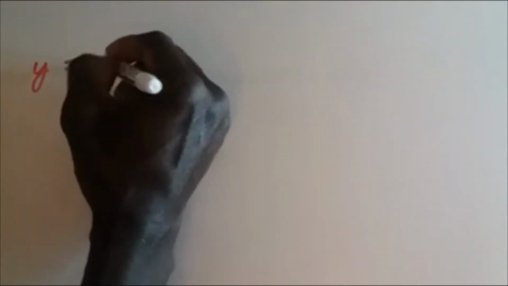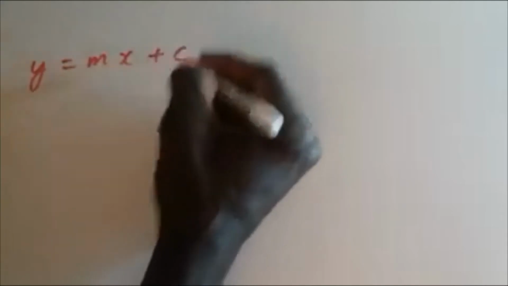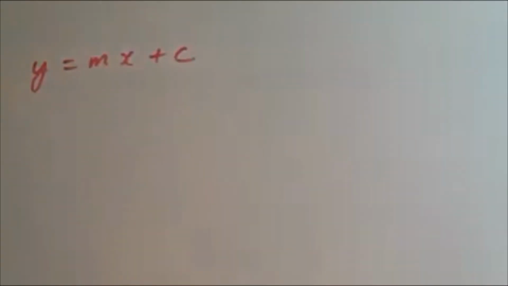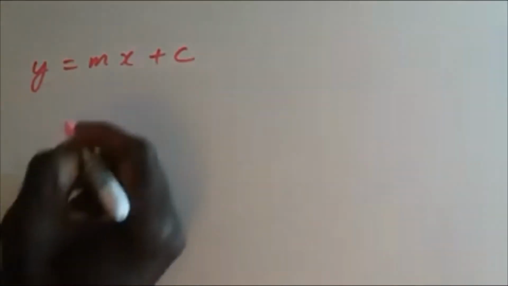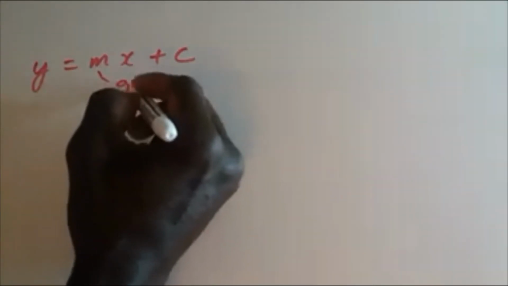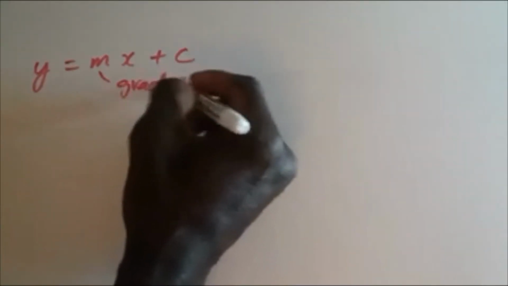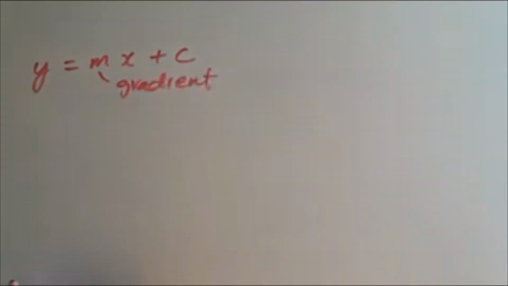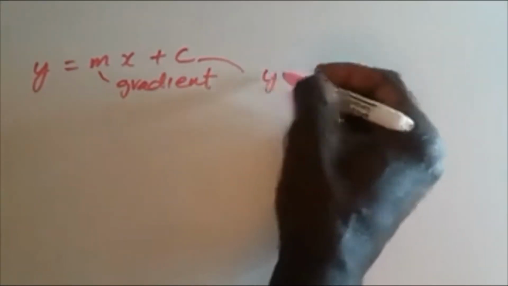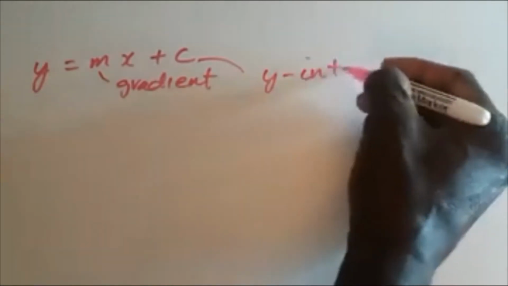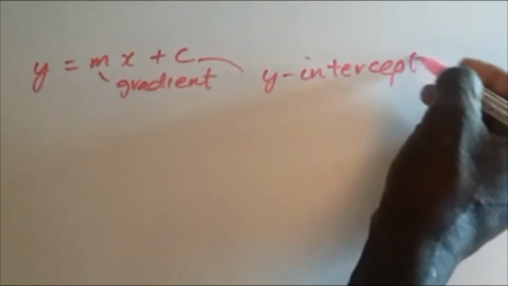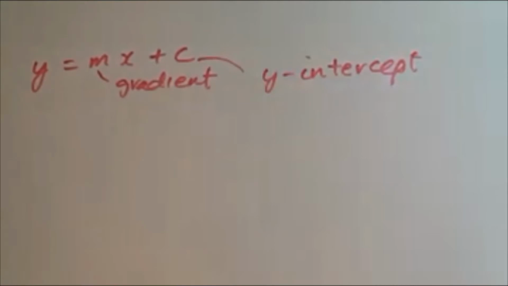And we'll start with the equation of a straight line. y is equal to mx add c, where we know that m is the gradient. It's the gradient. c is the y-intercept, and x and y are just coordinates.